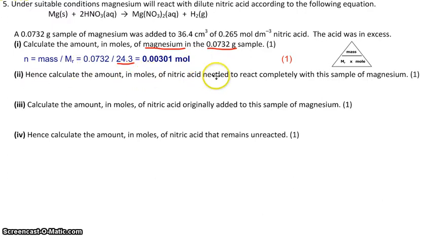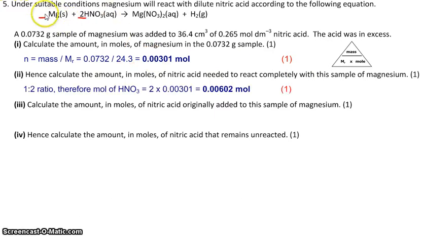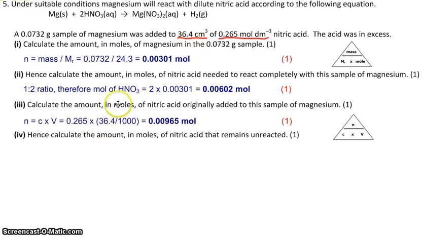Hence calculate the amount of moles of nitric acid needed to react completely with this sample. So we look at the mole ratio here and we see that for every magnesium there are 2 nitric acids required. So that means we times our answer in part 1 by 2 and get 0.00602 moles. Then we calculate the moles of nitric acid originally added, and this is where we're using the volume and concentration up here, remembering to convert our volume into cubic decimeters. Number of moles equals concentration times volume, and we get 0.00965 moles.